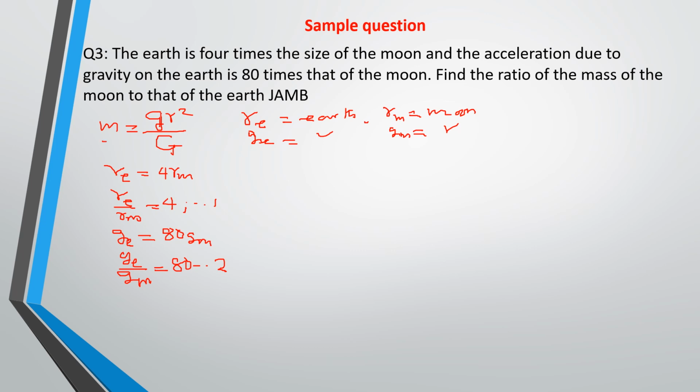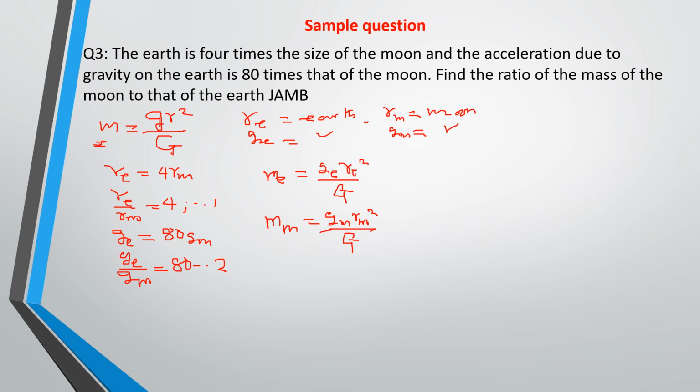Now from this initial equation that we wrote, for the Earth, we can write the mass of the Earth, ME, is equal to GE RE squared over capital G. Then the mass of the Moon, we can also write it as the mass of the Moon is equal to GM RM squared all over capital G. Okay, because this is the equation.